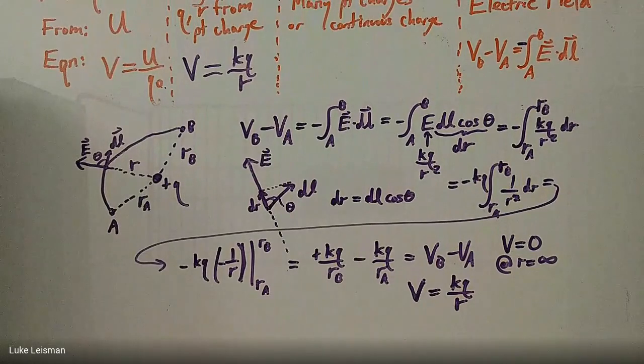For a point charge, V equals KQ over R. Now, what if you have many point charges or a continuous charge distribution? Hang tight, we'll get to that in another video.